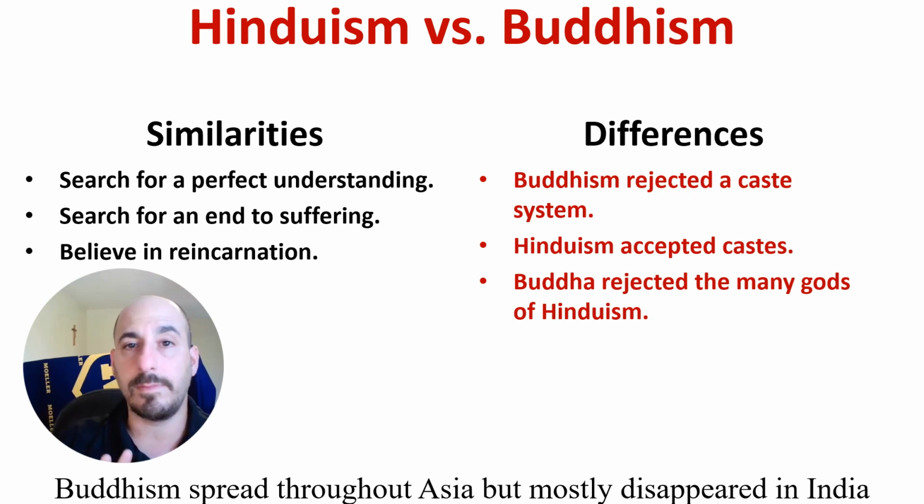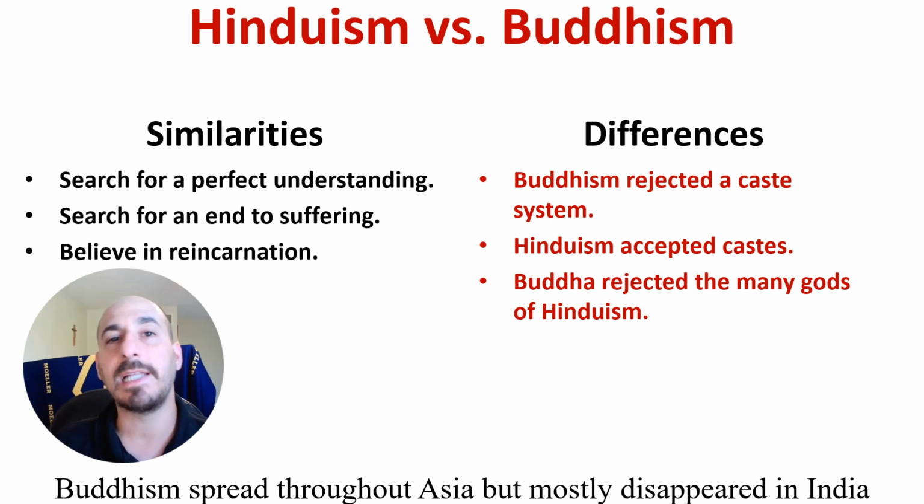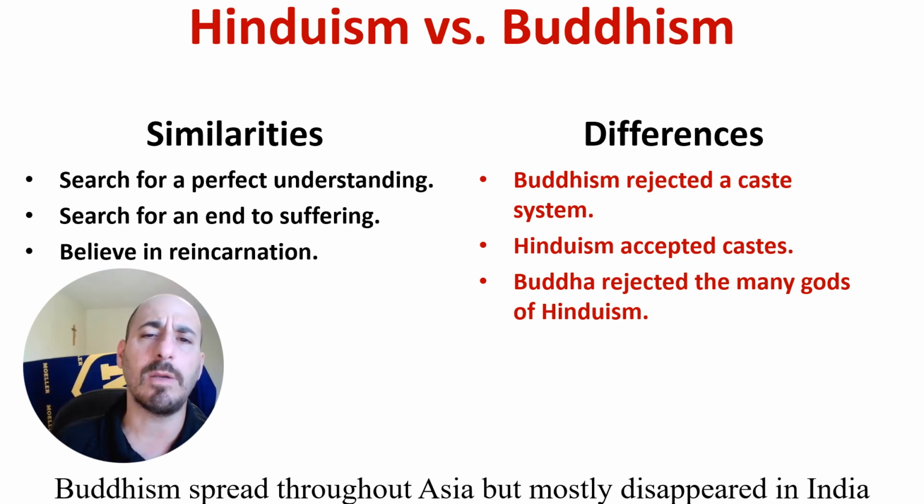Now, the difference is where things get more complex. Buddhism rejects the caste system that is in India. In Buddhism, if all people are equal, you cannot segregate people by these occupations and ways of life that only certain people can have at certain times. No, everybody's equal. There can be no caste system.